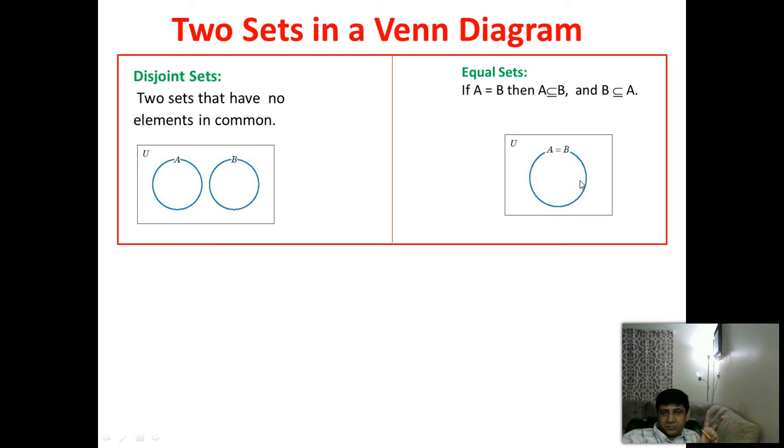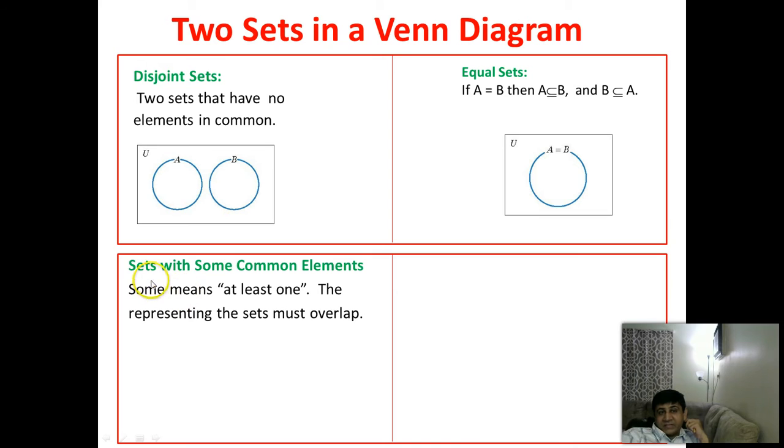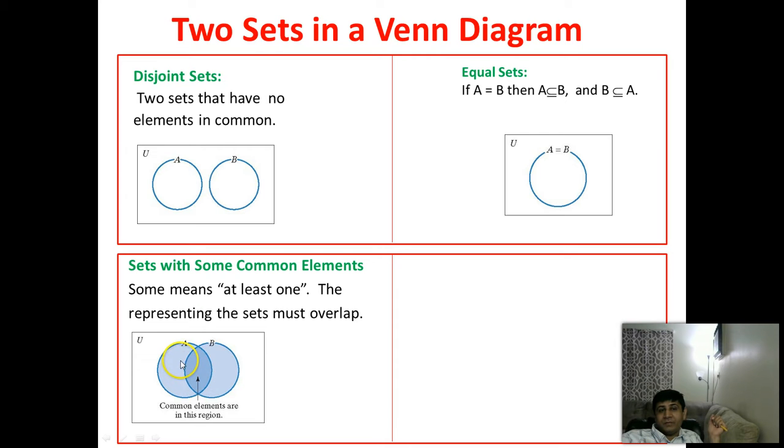Both extreme situations we are considering here. Now let's look at a third situation, which is sort of moderate. It says that we want to express sets on a Venn diagram which has some common elements. When we say some common elements, we mean at least one, or more than one, elements are common. So when we have something common, these sets will overlap, something like this one here. So we have A, we have B, and a few things are common. This overlapping region represents the common elements in both sets here.